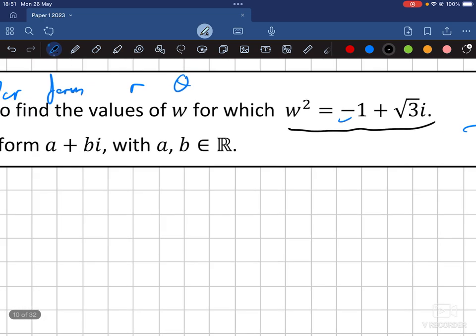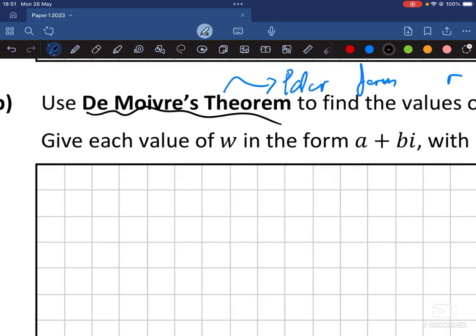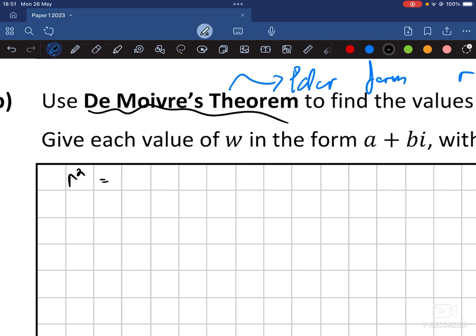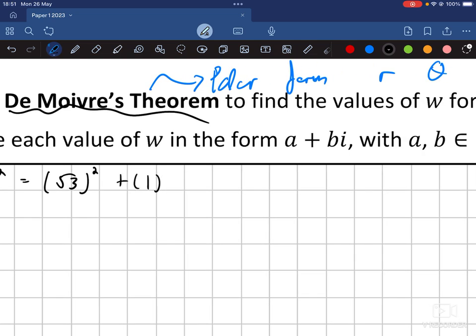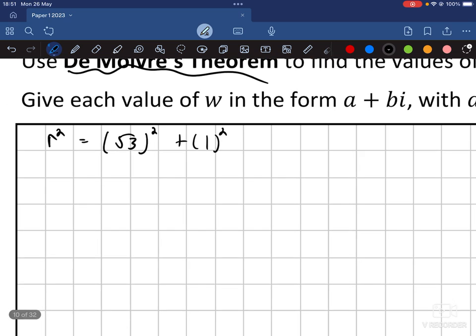We can use Pythagoras, like we said before, to find r. So we know that r squared is equal to the square root of 3 squared plus 1 squared. If you put this into your calculator, you'll see that r squared is 4, which means r is 2.